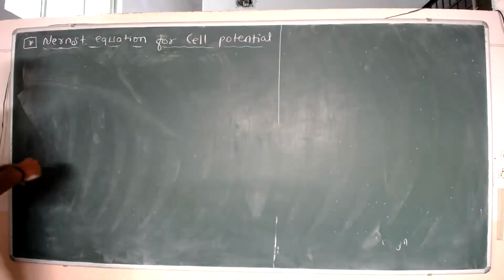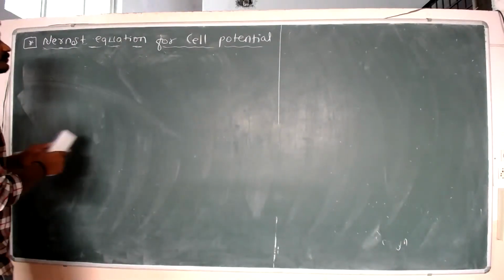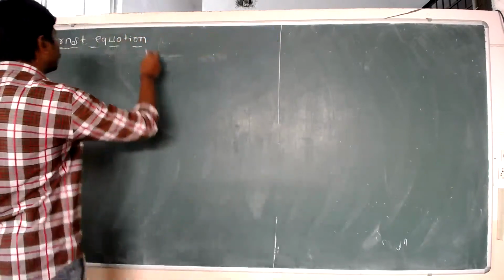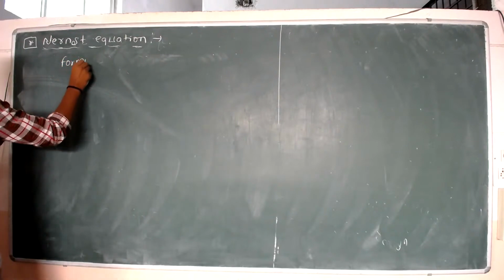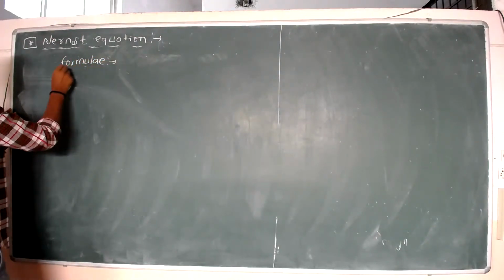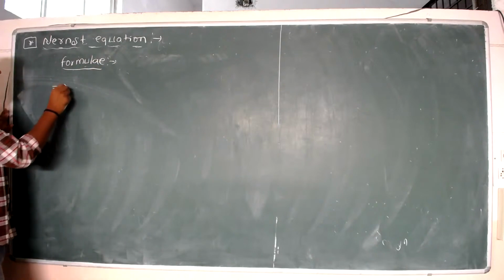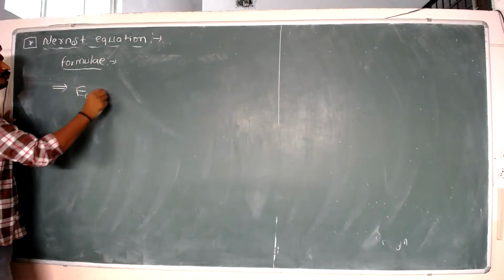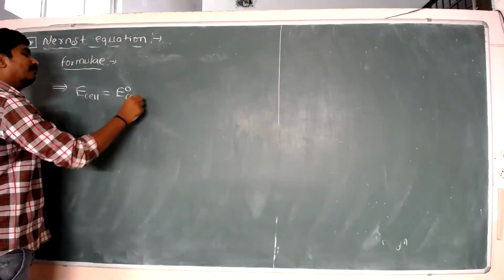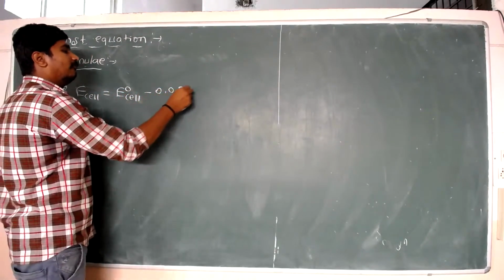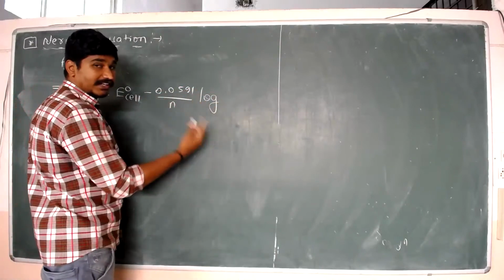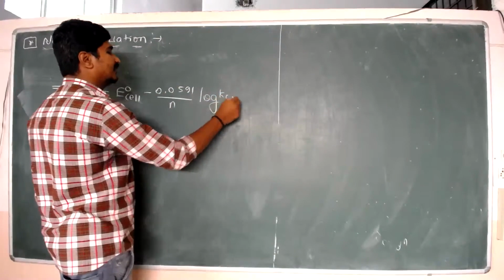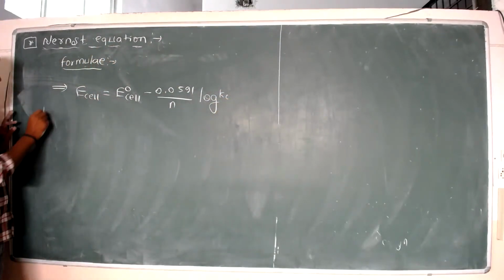Once again, you will see the formula. Nernst equations are the formulas I'm writing here. First, directly I'm writing the Nernst equation. What is the Nernst equation? E cell is equal to E naught cell minus 0.0591 by n, n is the number of electrons transferred or involved in the reaction, log of Kc. This one is the Nernst equation.